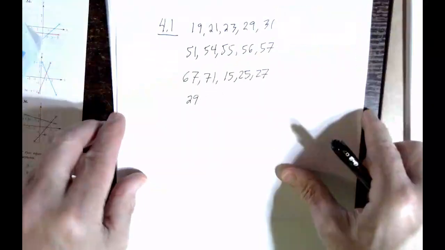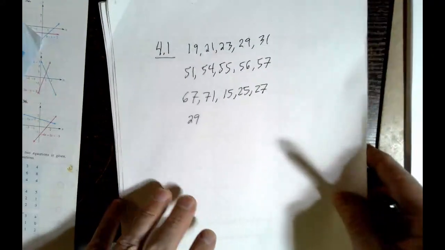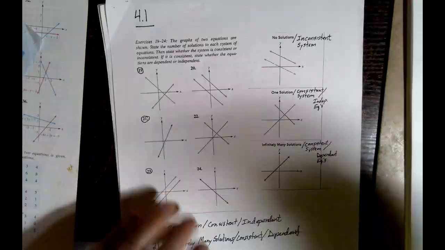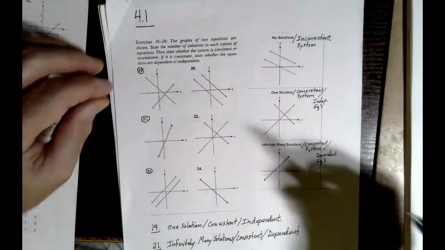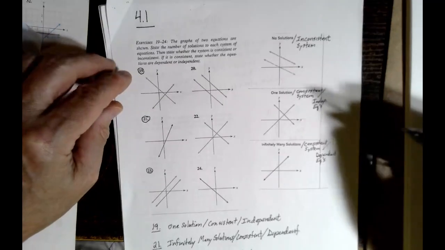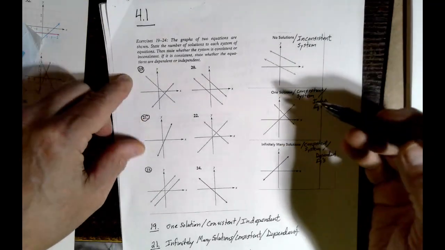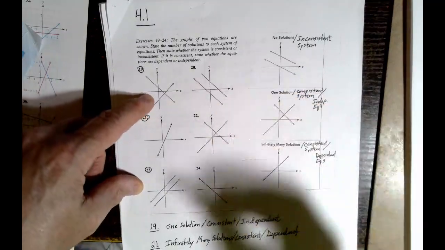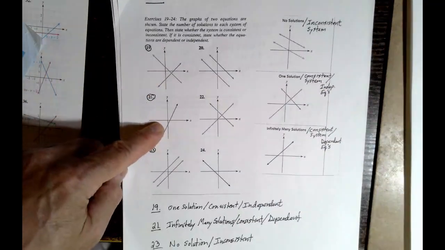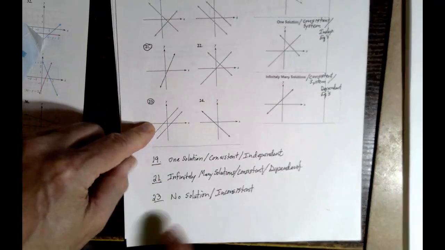Alright, so let's look at the similar questions here. Let's first look at number 19. Numbers 19, 21, and 23 ask you how many solutions, is it consistent or inconsistent, and is it dependent or independent? So 19 has one solution, 21 has infinitely many solutions, and 23 has no solution.